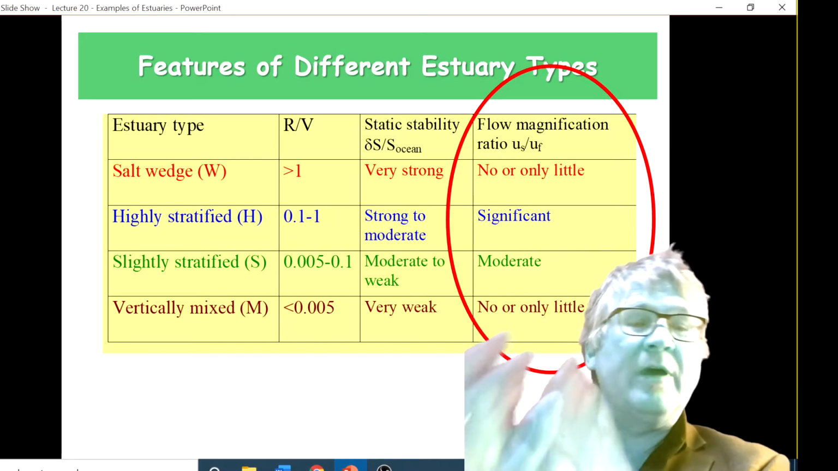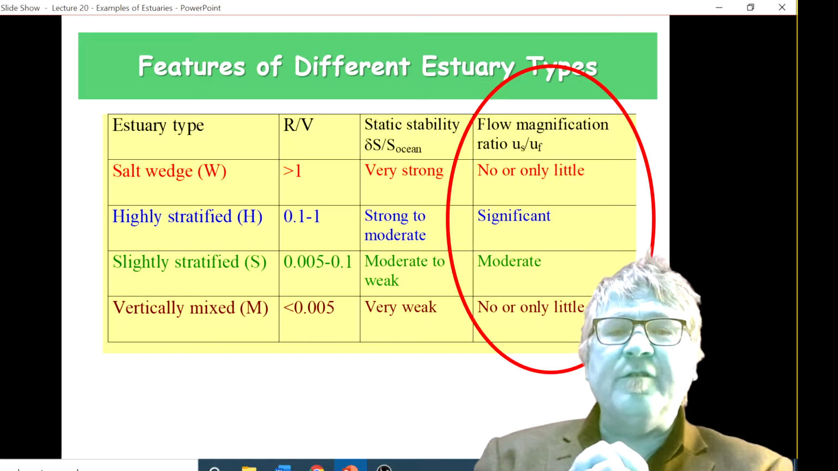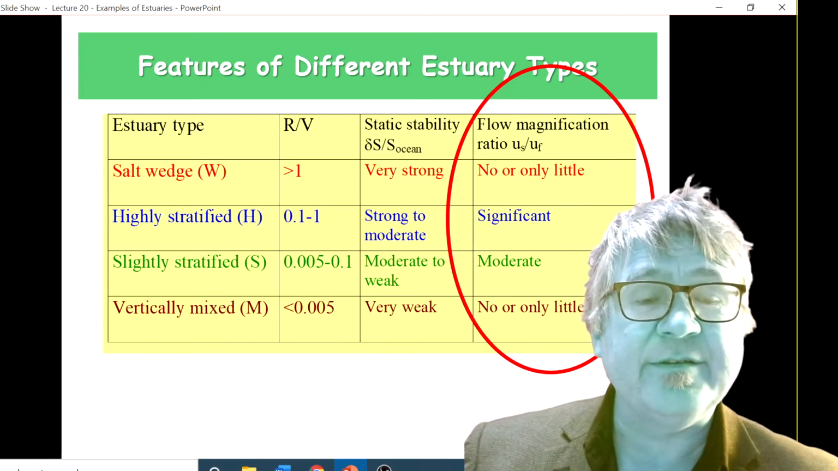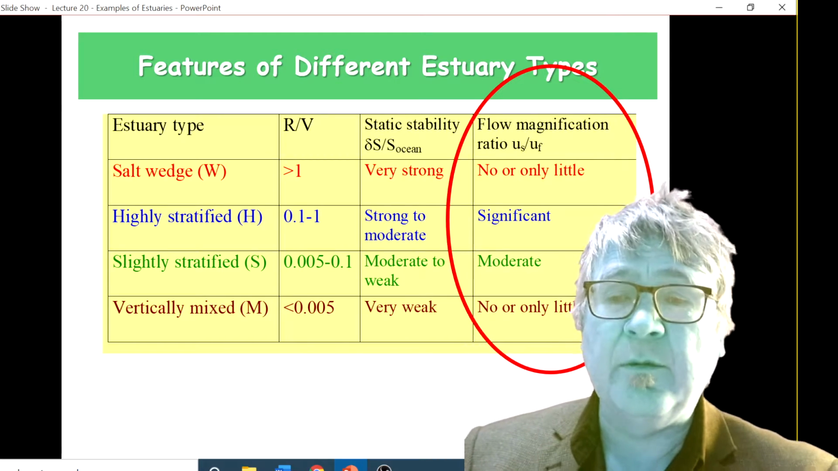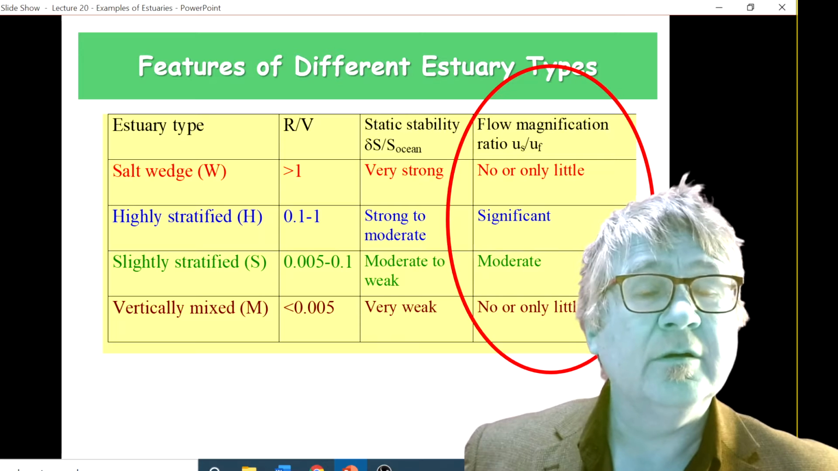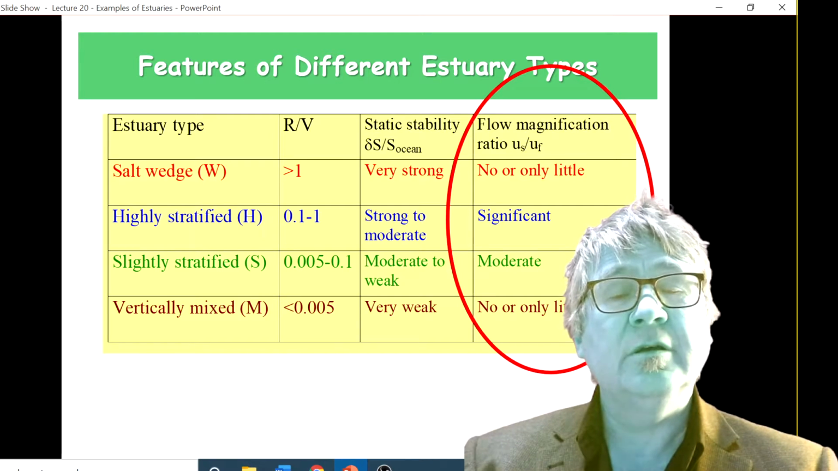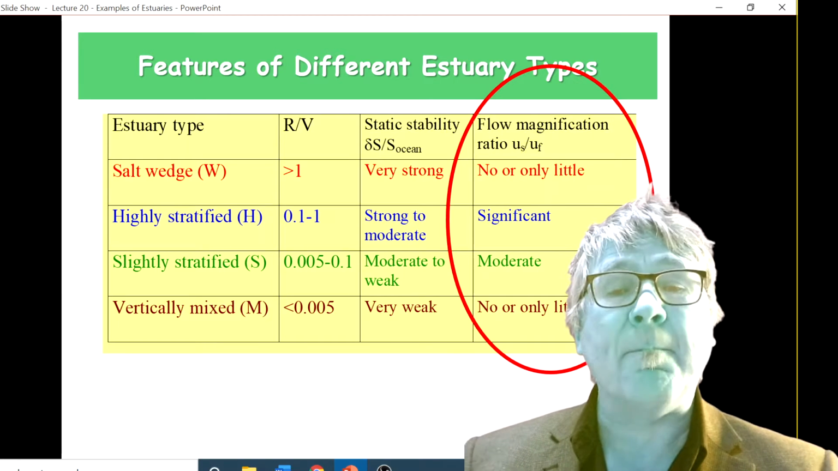So let's just see what we have so far. Features of different estuary types. Positive estuaries, different types are written on the left, in the left column. We have salt wedge, called W. We have highly stratified, called H. Slightly stratified, called S. Vertically mixed, called M.